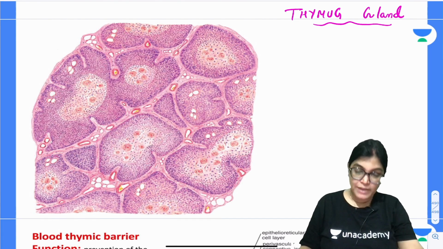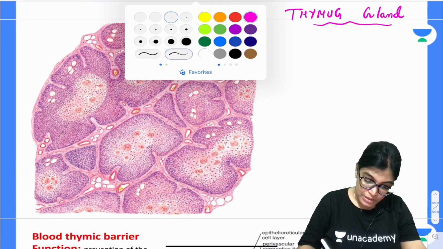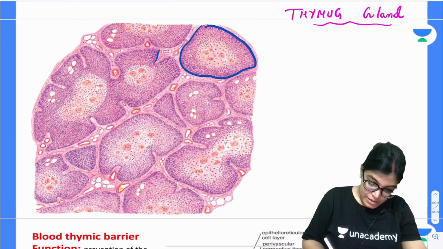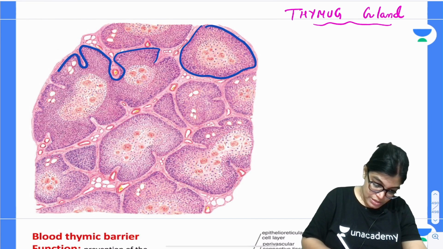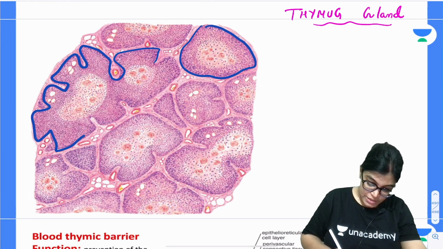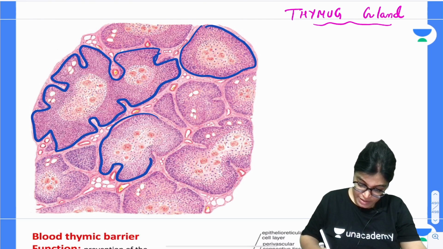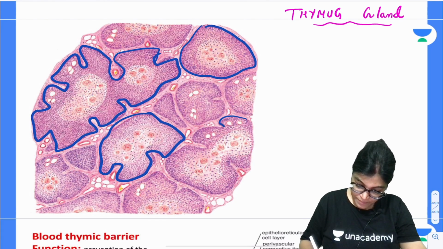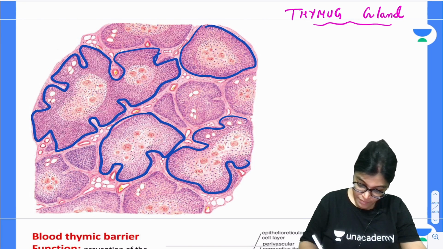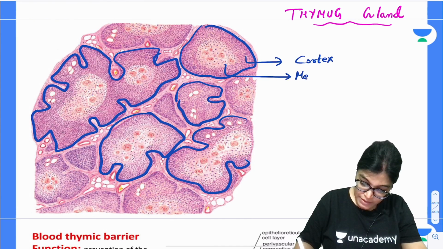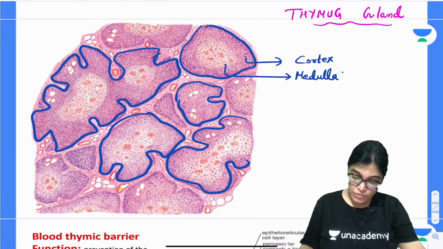Okay, let's talk about the thymus gland. When we are talking about the thymus gland, you can see here this is the thymic lobule, which is showing you the cortex and the medulla part. This is the cortex part and this is the medulla part of the thymus gland.